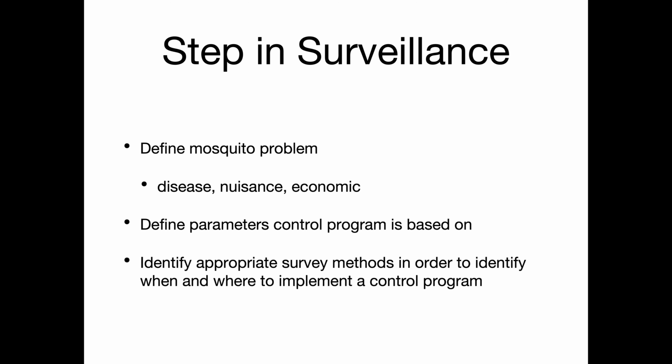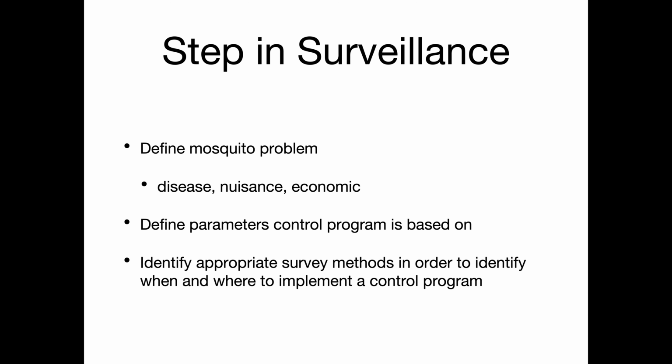So it's important for all of these counties to invest pretty heavily in mosquito surveillance programs. So there's a major economic factor. The other thing we have to look at in surveillance is we have to define the parameters. What is this control program based on? Is it chemical control? Is it cleanup control? Is it habitat control? What are we going to be using to try and control this mosquito population?